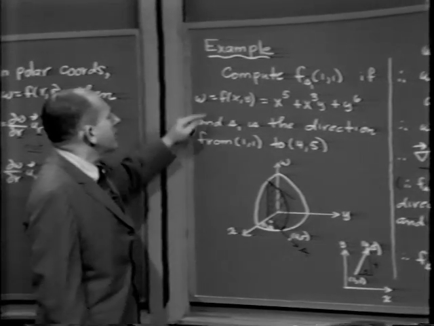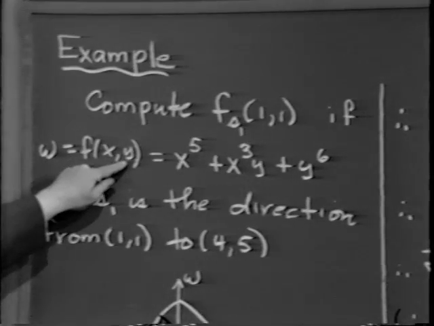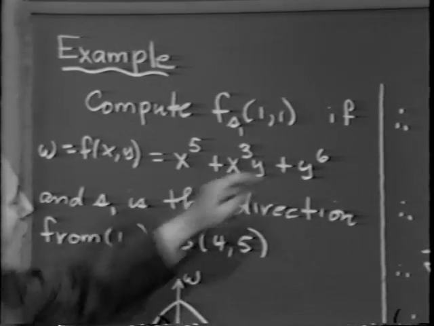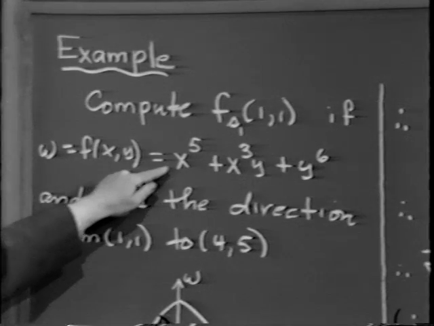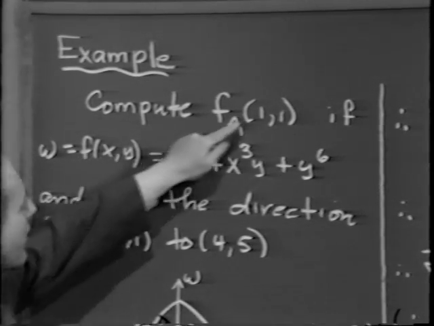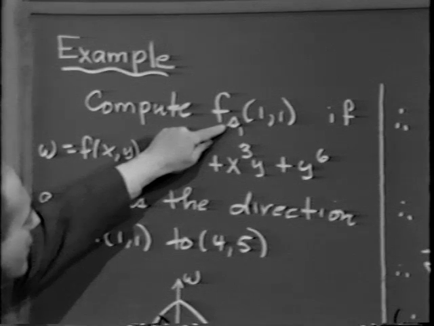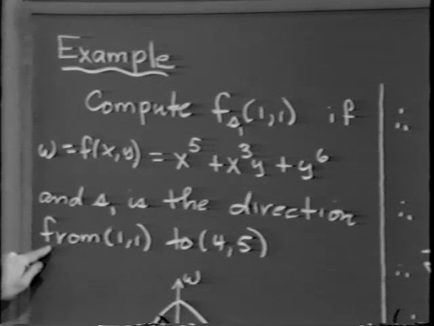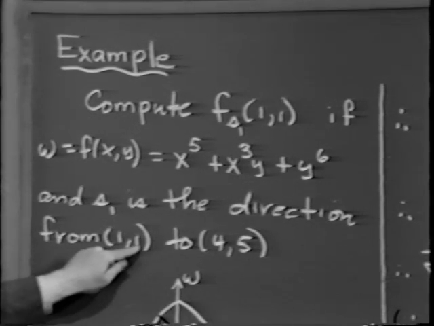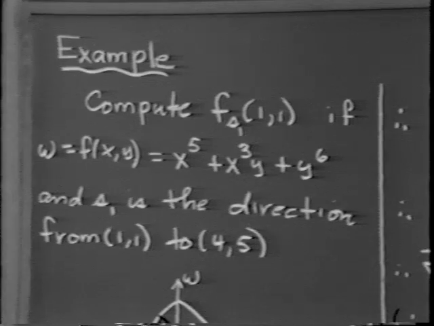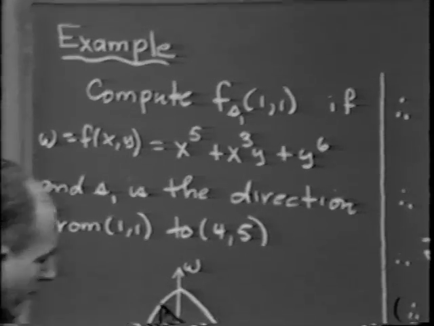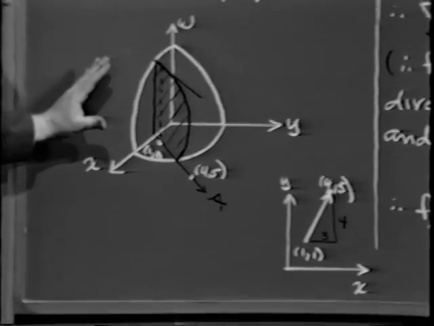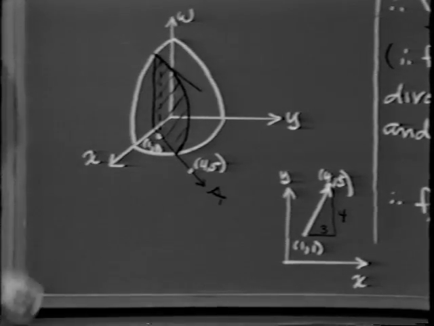Let us suppose that we're given the surface w equals f of x, y, where f of x, y is x to the fifth plus x cubed y plus y to the fifth, and we want to compute the directional derivative of f at the point 1, 1 in the direction, let's call it s sub 1, where s sub 1 is the direction that goes from the point 1, 1 to the point 4, 5. Now, what we're saying is, and I guess maybe if we look at these two diagrams concurrently, maybe this will be easier to see. Here we are at the point 1, 1.